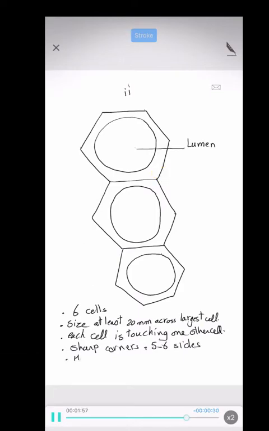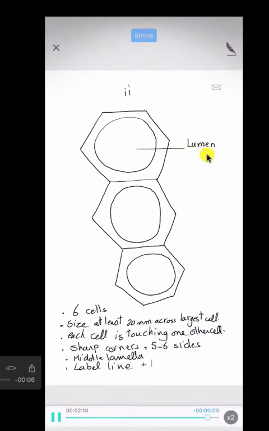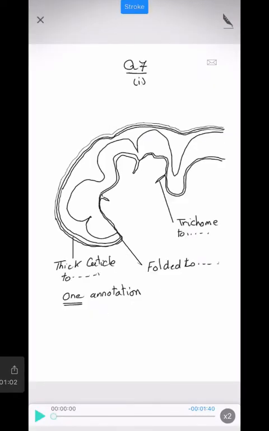After that, he asked you to make a label line for the lumen. So you will make the label line by the ruler, not by hand, and then you will write the label lumen. Here is the answer for question 7 in the homework. He asked you to draw a plan drawing for one lamina of rosemary leaf, which is one of the xerophytes.